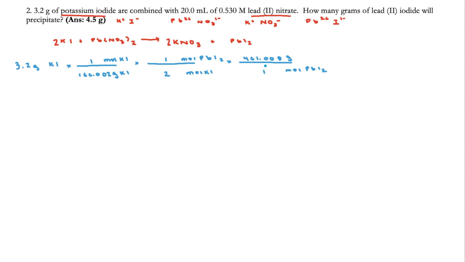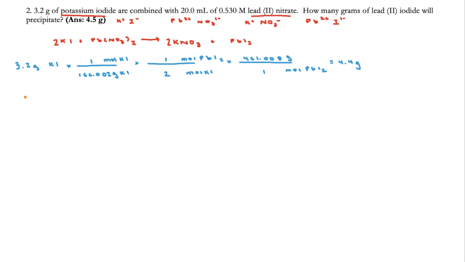So I'm going to take 3.2, divide by the molar mass, 166.002, divide by 2, and then multiply by the molar mass of lead iodide. Keep in mind, 3.2 has 2 significant figures, so I want 2 sig figs for this mass here. I get 4.4433, so that's just going to round to 4.4 grams. Okay, so that's my first option.